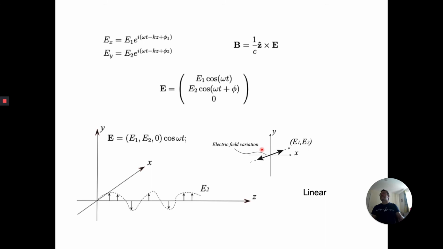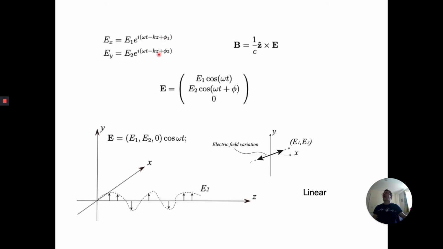Now let's look at some special cases of these plane wave solutions to illustrate how they might look. So again, I go back to a plane wave moving in the z direction. This plane wave has only components in the x and y directions, which have some amplitude E1 and E2, say. And in general, they will have some oscillation which can be described in terms of two phases, phi1 and phi2.